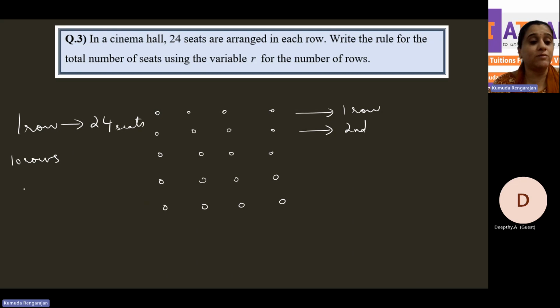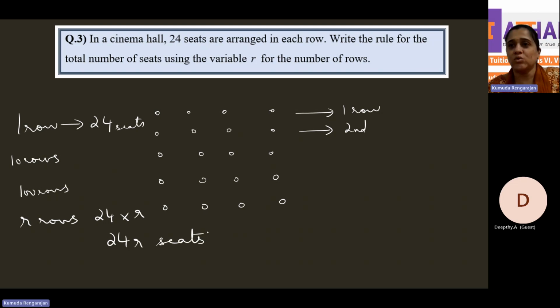Supposing you know that in the cinema hall there are 100 rows, then you don't have to use a variable, because you know one row 24 seats, and there are 100 rows. So 24 into 100, 2400 seats. But here in this situation, you don't know how many rows are there. So take it as r. So one row 24 seats, r rows 24 into r, or 24r seats.